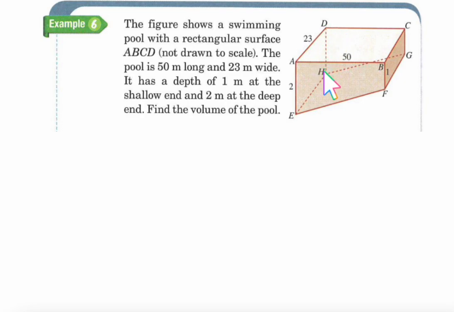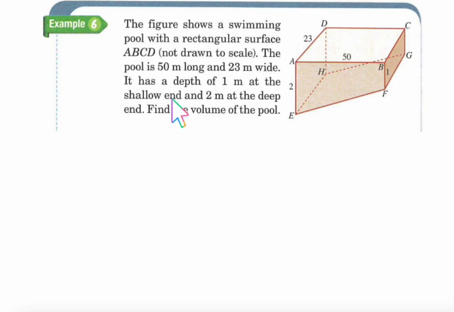It has a depth of 1 meter at the shallow end and 2 meters at the deep end, right? Because your pool gets deeper and deeper the further out you go. So that's why there's that slant there, if you can picture it. Up here would be the water, and this right here is where all the little kids would hang out. And this right here would be where the people dive off the board. So they want to know what the volume of the pool is.